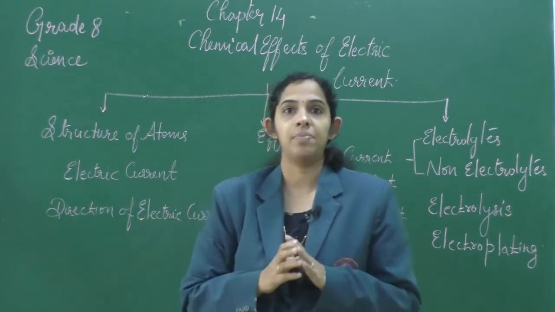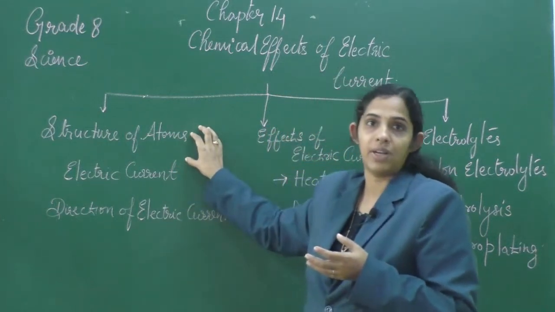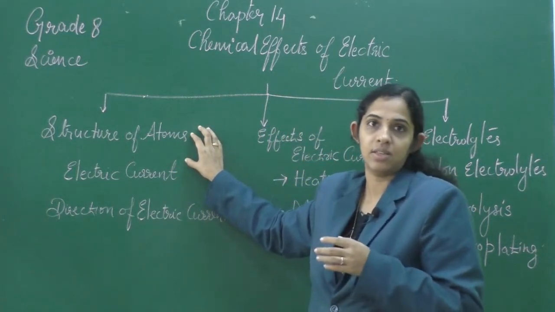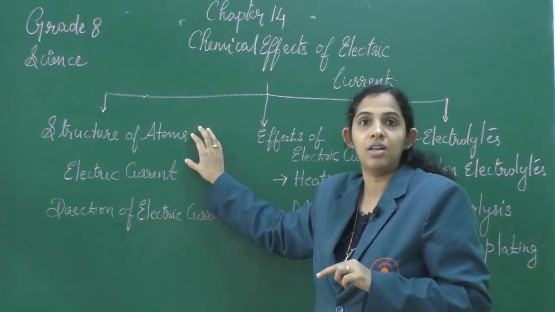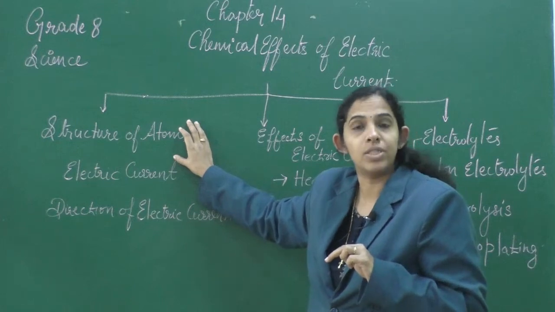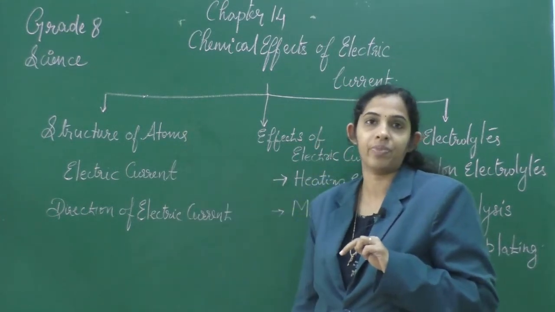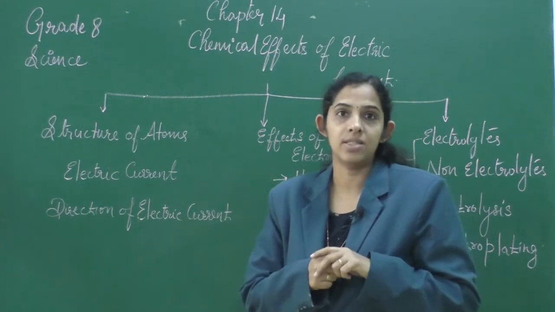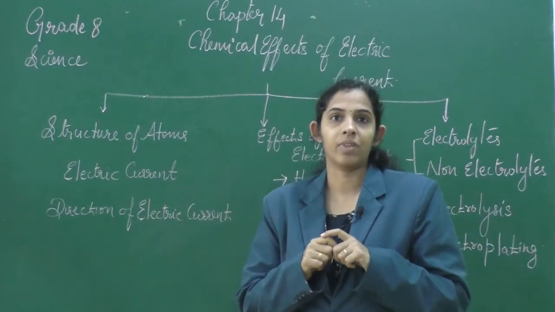In every atom, there is a dense particle at the center of the atom. We call it the nucleus. In the nucleus, we generally have two particles. They are protons and neutrons. Protons are positive charges, whereas neutrons are neutral in charge. Around the nucleus, there are negatively charged particles called electrons.